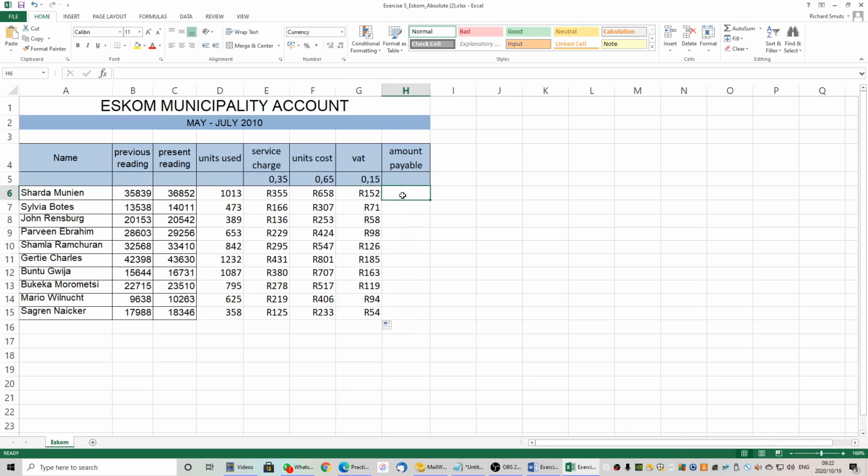We can finally calculate the final amount payable, which equals all three. This plus this plus this. E6, F6, G6. Simple equation of adding up the three amounts. And there is our total amount payable. I'm going to copy down.